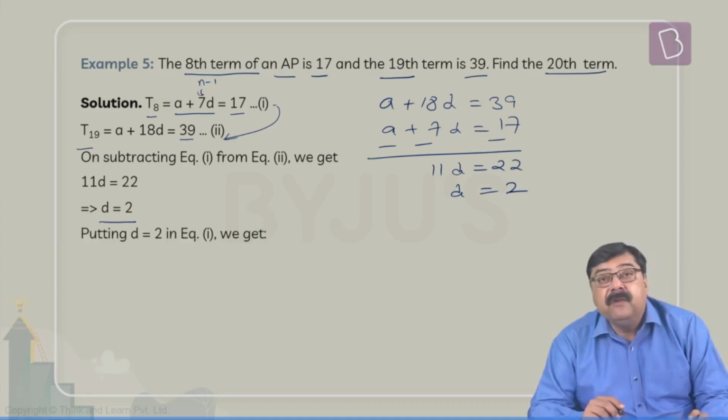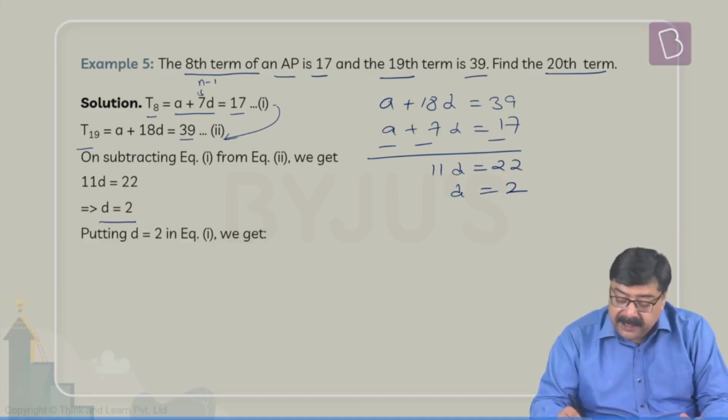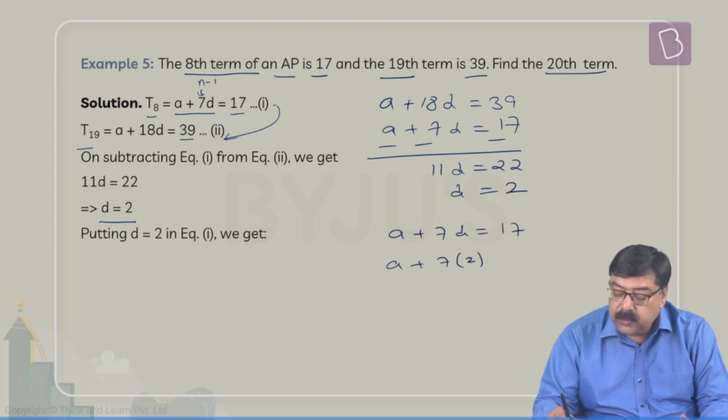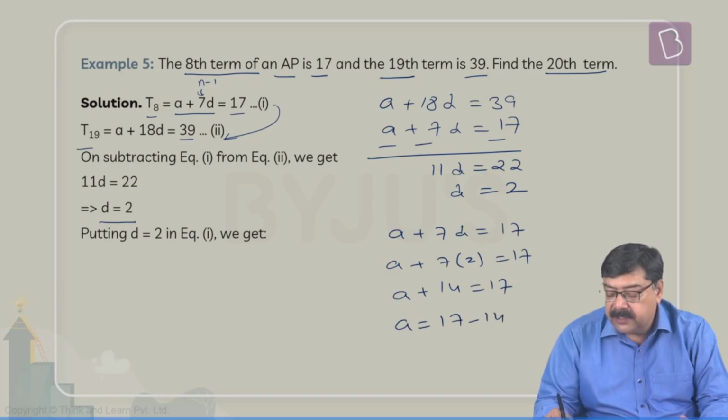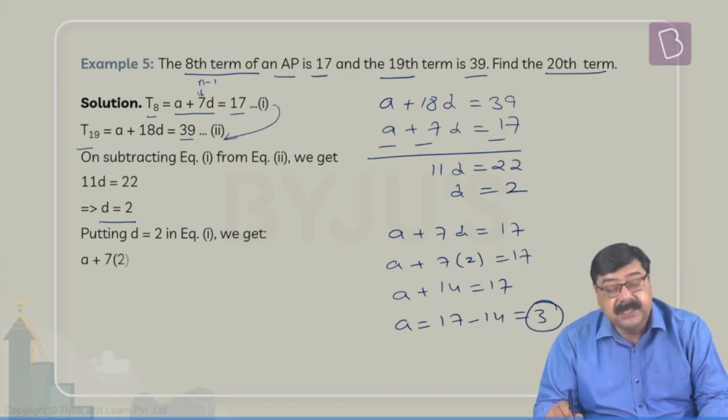Now substituting the value of D in equation 1, we get A plus 7D equals 17. So A plus 7 into 2 equals 17. So A plus 14 is 17. So we know that A is 17 minus 14, which is equal to 3. So we have found out the first term.